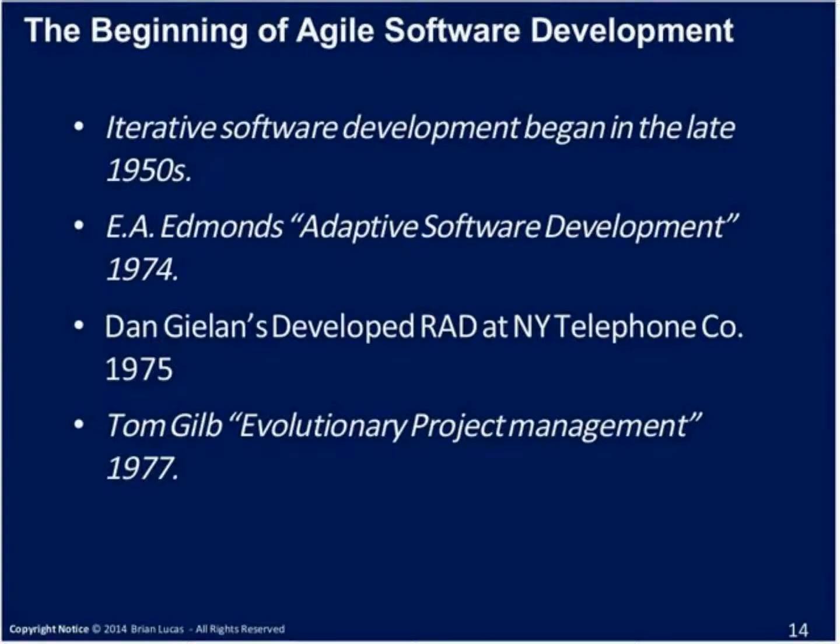E.A. Edmonds introduced an adaptive software development process in 1974, while in the early 1970s, Tom Gilb published the concepts of evolutionary project management, EVO. This evolved into competitive engineering later on. Starting in the mid-1970s, Dan Gielan, who pioneered early Agile software development known as rapid application development at the New York Telephone Company's Systems Development Center, began lecturing extensively throughout the U.S.